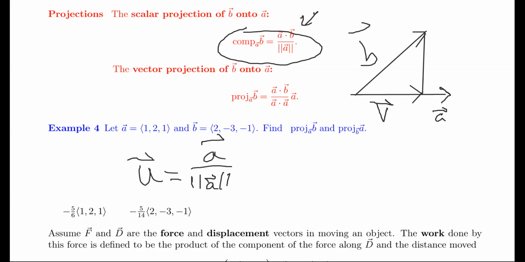So what is the vector V then? We already found the size of V. So the vector V is just the magnitude of V times the unit vector in the direction of A.